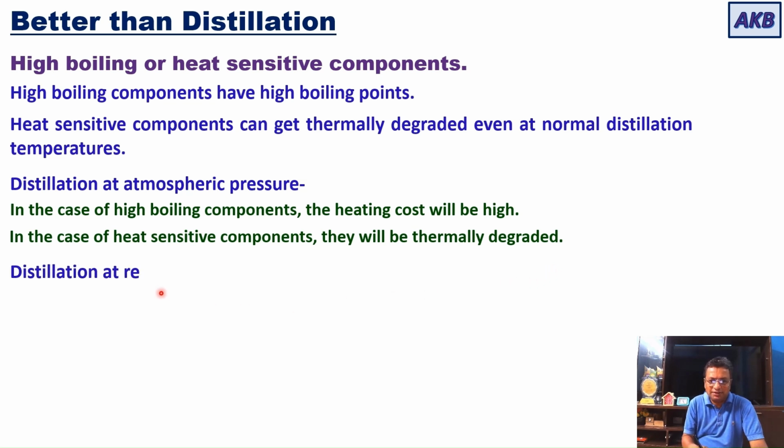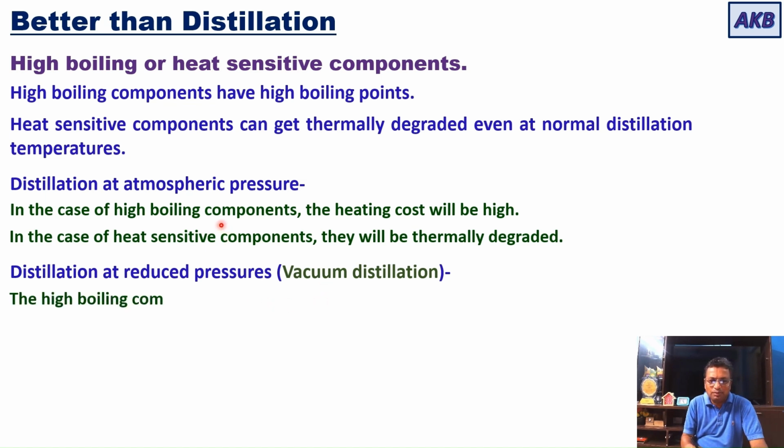So what is the option? What is the other option that can be used? You can carry out distillation at reduced pressures. We call that vacuum distillation: distillation at subatmospheric pressures. In the case of high boiling components, their boiling point will be reduced. They will boil at lower temperatures. So that is the advantage with high boiling components. If you carry out vacuum distillation, then they will boil at lower temperatures.